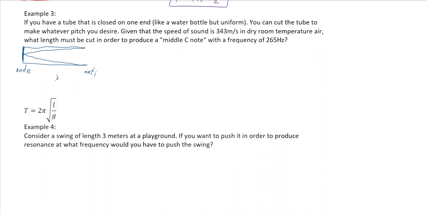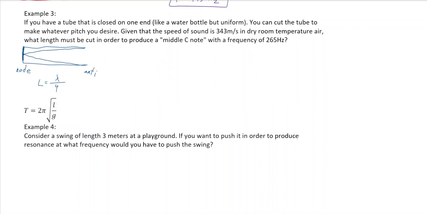So therefore it should be lambda over 4 equals the length of the tube, because what you have here is a quarter of an actual wavelength. You'd have to continue the wavelength back to get the rest of the wave. So that is our formula there.